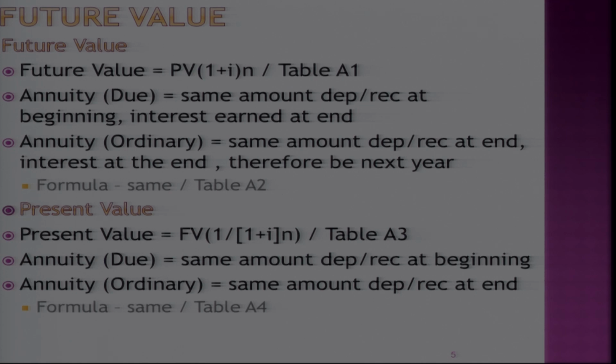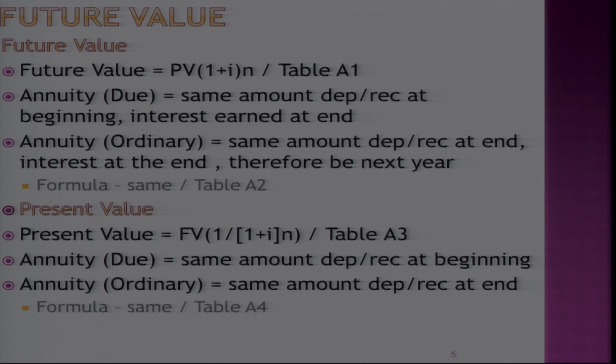Then you get your annuity ordinary. That's the same thing. Annuity is the same amount that you have received or deposited. But with due, you deposited or received it at the beginning. With an ordinary, you have deposited it or received it at the end of the period. But if you notice, interest you receive, both of them you receive at the end of the period, right?